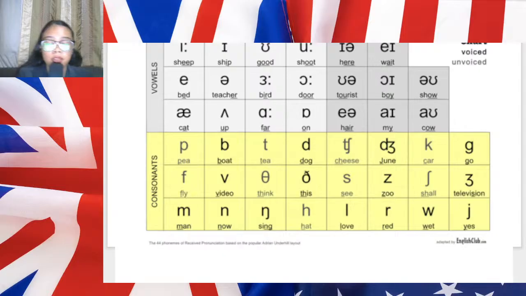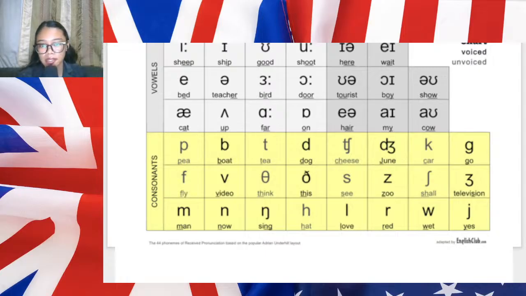And diphthongs, on the other hand. Di means two, and again, thong is sound. So there are two vowel sounds here. It's a gliding vowel sound: one vowel sound smoothly glides to another vowel sound. If the vowels do that, then we get a diphthong.